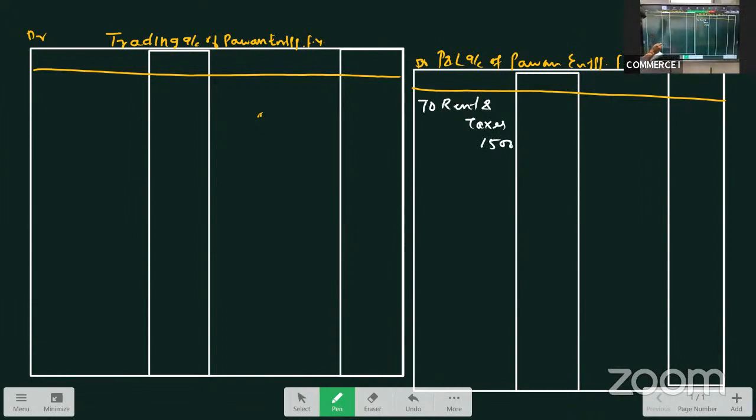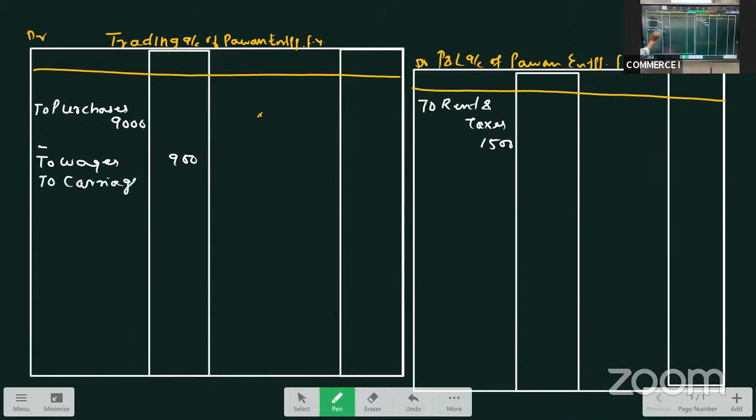Next, we have purchases. Purchases we take on the debit side of trading account. Purchases are given as 9,000. I'm writing the amount in the inner column because purchase returns are given on the credit side. Then we have wages, 900. Then we have carriage. Simply carriage is given. It means it is carriage inward. See, carriage can be either on purchase or on sales. If it is carriage inward, it is on purchase, taken to trading account. If it is carriage outward, it is on sale, taken to P&L account. But if only carriage is given, then it is carriage on purchases. We'll take it to trading account.